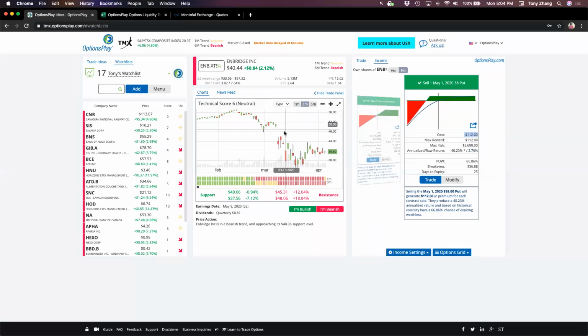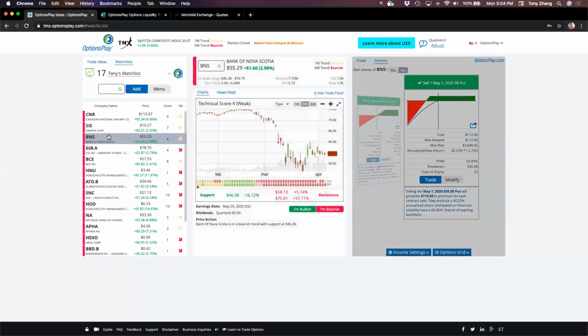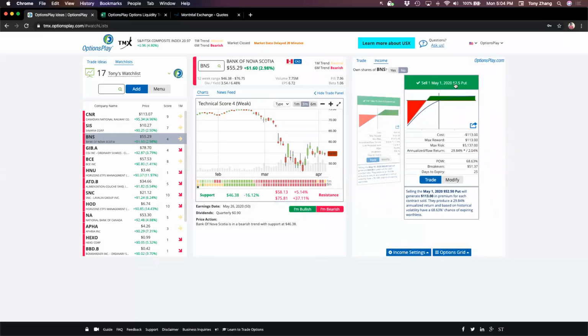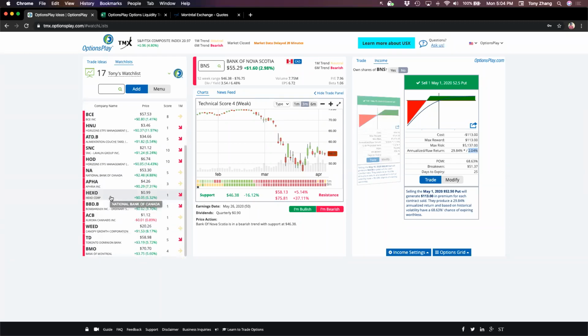So this is really how you can use this tool to quickly type in any stock. Let's say you want to buy Bank of Nova Scotia and you want to sell the May 1st 52.5 puts for a $55 stock. This will generate $113 in income, which in this particular case is a 2% discount factor. So you can use this to quickly type in any stock. Let's take a look at any other stocks.